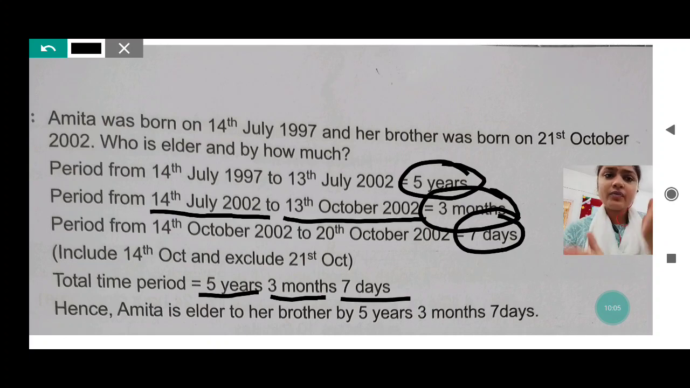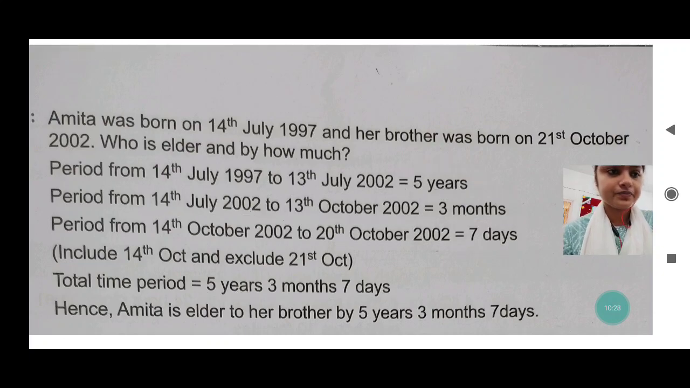And then from the 14th October till 20th October, because on 21st October her brother was born, so till that we have calculated, and that was 7 days. So when we put it together, we get the exact time Amita was elder than her brother, that is 5 years, 3 months and 7 days.